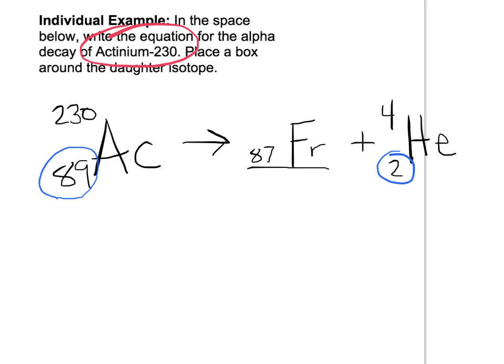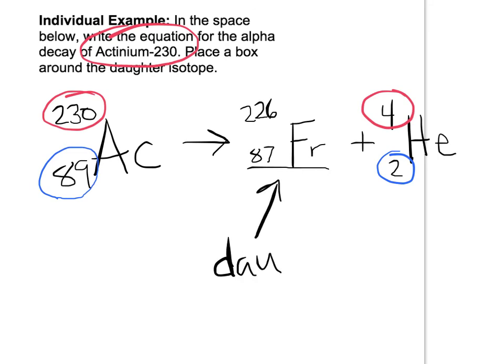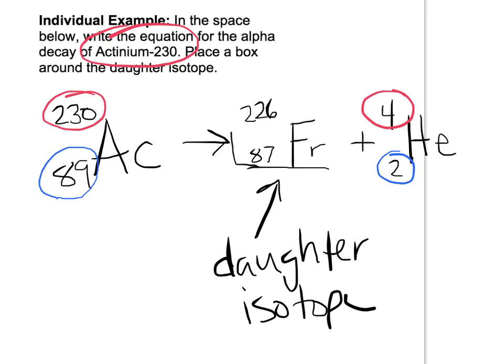Then I can do the same trick with my mass. I have 230 to start with. Helium took 4 of it, so I'm left with 226. So francium-226 would be my daughter isotope. The question asks me to put a box around my daughter isotope, so that is the final answer. Hopefully you got the same.